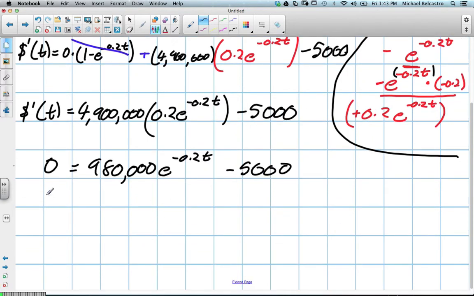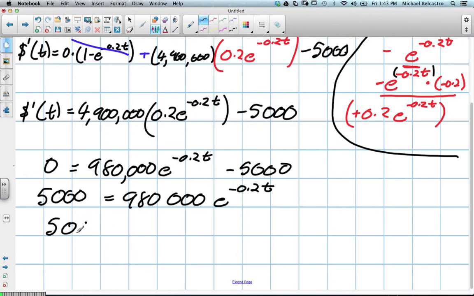So I'm going to move 5,000 over, which becomes positive 5,000 on the other side, equal to 980,000 times e to the power of negative 0.2t. I want to move over the 980,000, so we get 5,000 divided by 980,000. Did anyone confirm if that's the right number? Yeah, it is? Good. It is equal to e to the power of negative 0.2t.